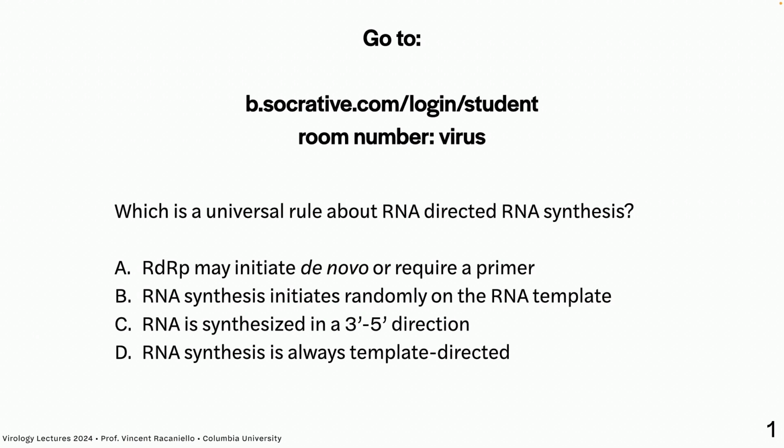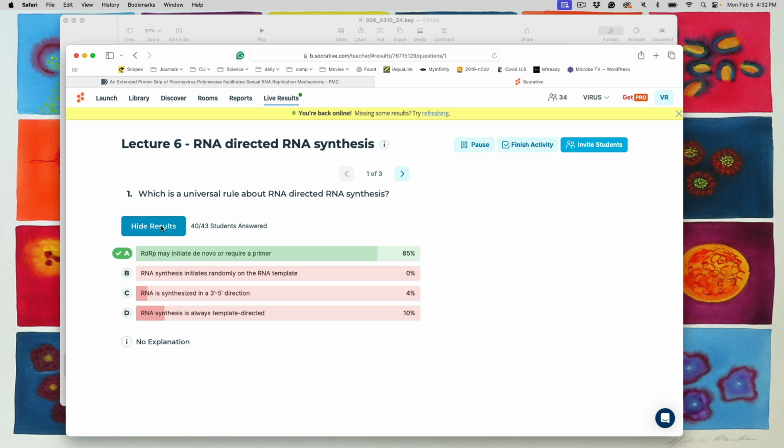So our first question today is, which is a universal rule about RNA-directed RNA synthesis? The RDRP, RNA-dependent RNA polymerase, may initiate de novo or require a primer. RNA synthesis initiates randomly on the template. It's synthesized in a 3' to 5' direction. RNA synthesis is always template directed. So which is a universal rule? All right, let's see how we did.